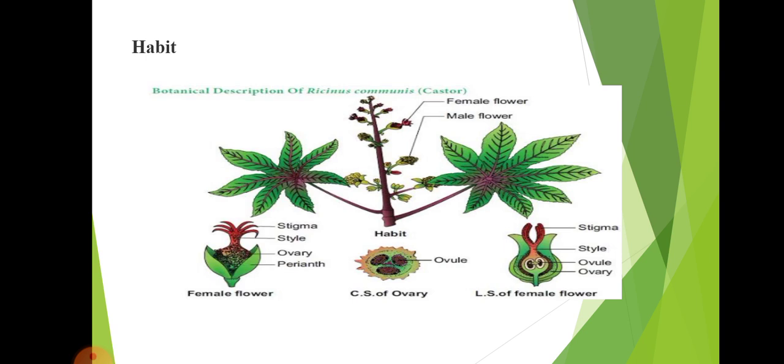If you see the structure of Euphorbiaceae family habitat, in this picture you observe female flower, male flower. This plant is Ricinus communis, the castor plant. If you see the female flower and CS of ovary and LS of female flower, in the female flower, stigma is there, style, and ovule, ovary is there.